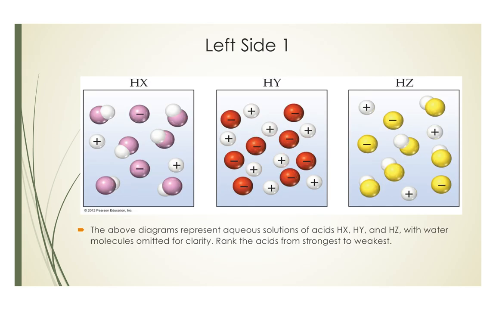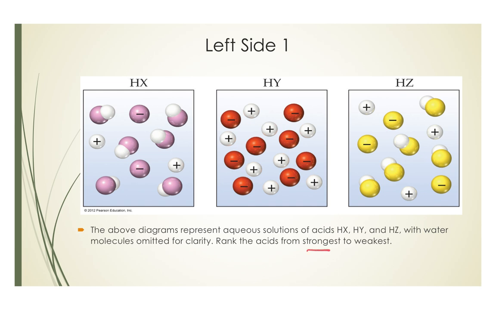All right, now that you've done the notes, coming back, we've got a few left sides here for you to do. Here's the first left side. It gives us 3 different chemicals, and it says the above diagrams represent aqueous solutions of acids HX, HY, and HZ with water molecules omitted for clarity. Rank the acids from strongest to weakest. Go ahead and do this left side, and then when you're done, just restart the video.